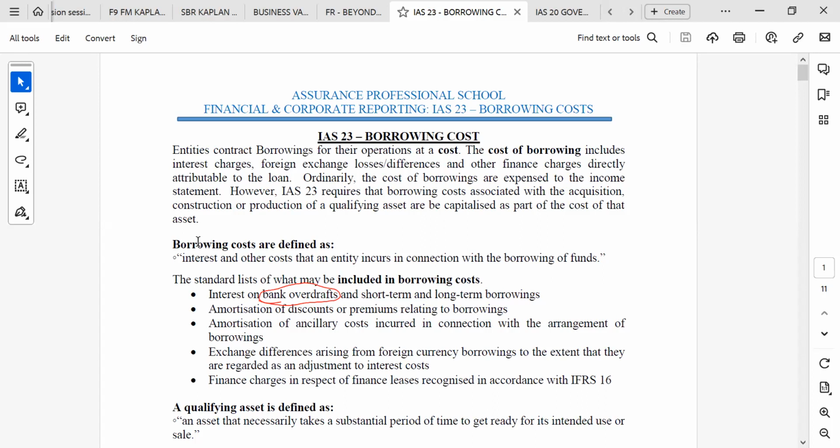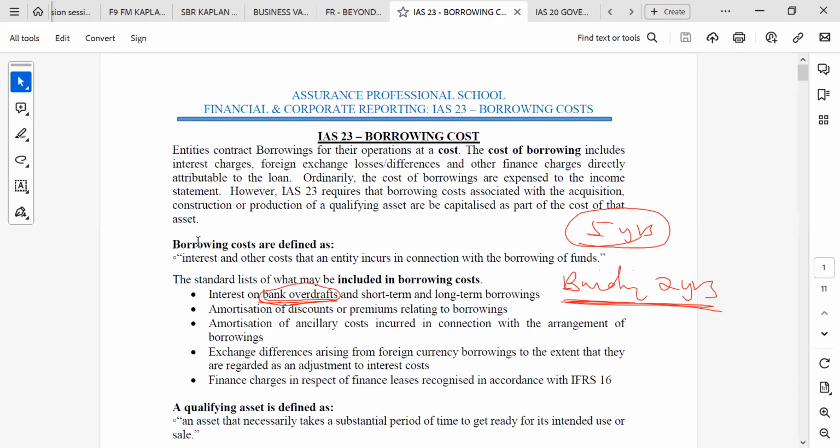So if you obtain the overdraft facility to finance construction of a building, the issue now is how many years are you going to pay for the interest? If it is 5 years, the overdraft was taken to finance the construction of the building, and the building is going to take 2 years, then it means that 2 years out of the 5 years of interest should be added to the initial cost of the building. If the building is complete, the interest will no longer be a cost that is necessary to get the building ready for use. So borrowing cost is capitalized on a qualifying asset.